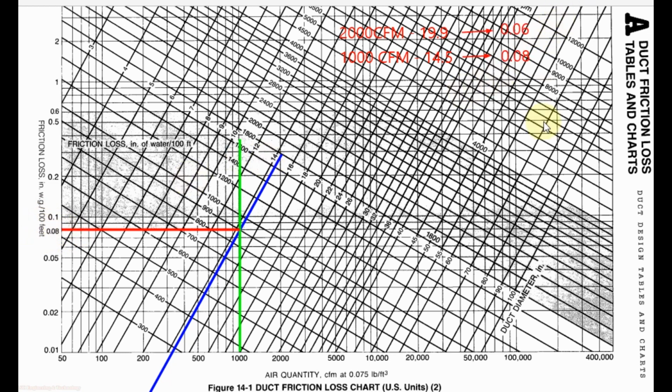Now we found the values. For 2000 CFM the pressure drop is 0.06 water gauge per 100 feet, and for 1000 CFM 0.08 water gauge per 100 feet. These values are the same as those we calculated using the McQuay calculator.